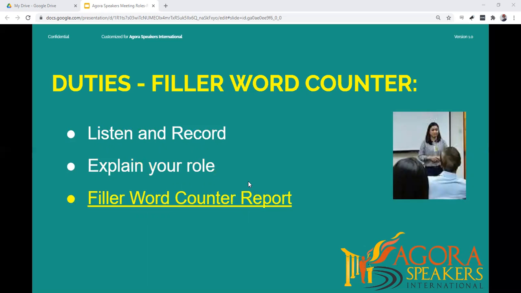At the end of the meeting, you will be asked to report the results of the filler words you noted. In some clubs and meetings, the filler word counter and the grammarian is done together as one role.